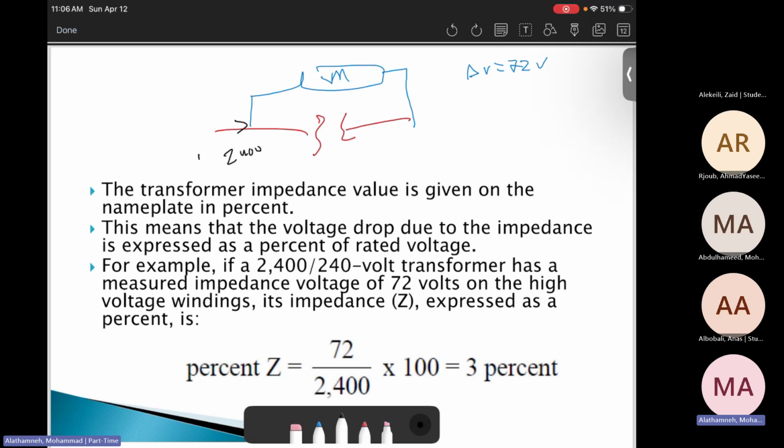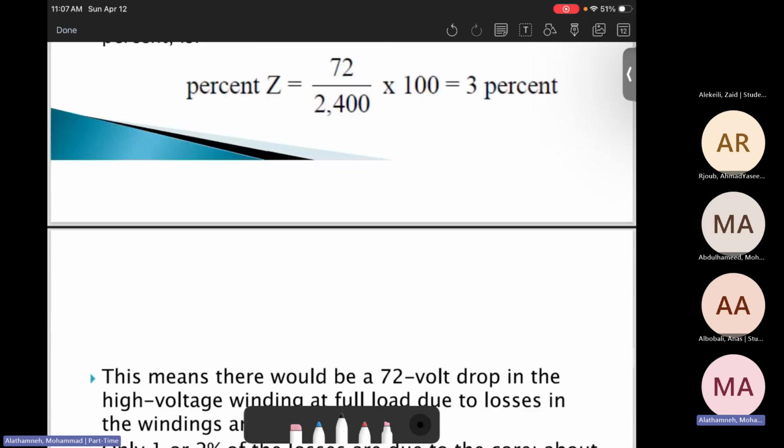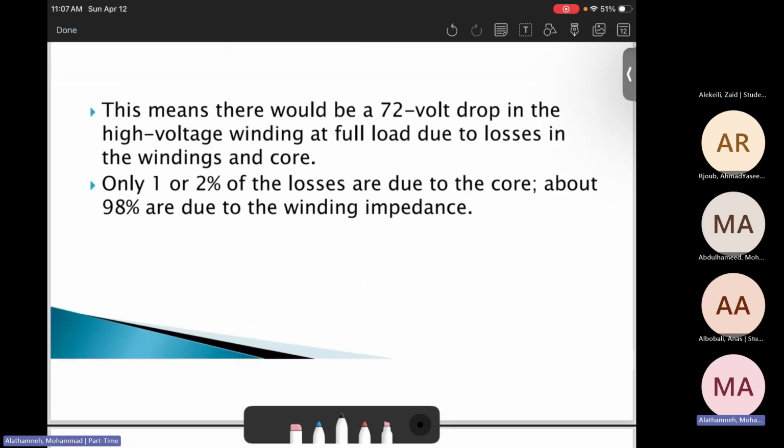To calculate the percentage impedance, it will be the delta voltage, or the voltage drop, divided by the primary voltage. So it will be 72 divided by 2,400 times 100%, which is 3%. Okay? This is how we calculate the percentage impedance in real life, by measuring the voltage drop across the transformer terminals. So there's a 72 volt drop.